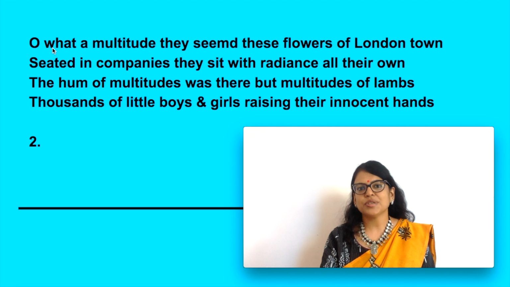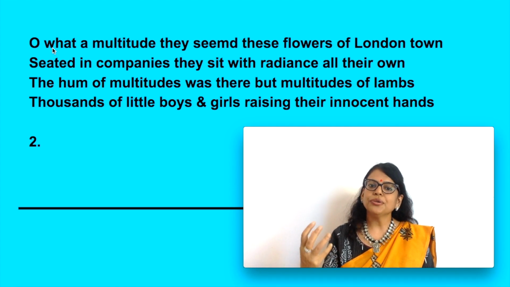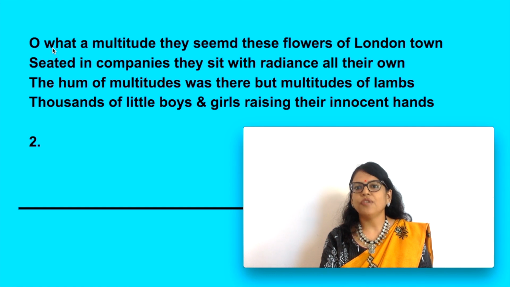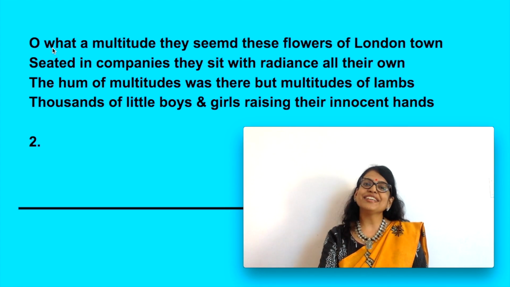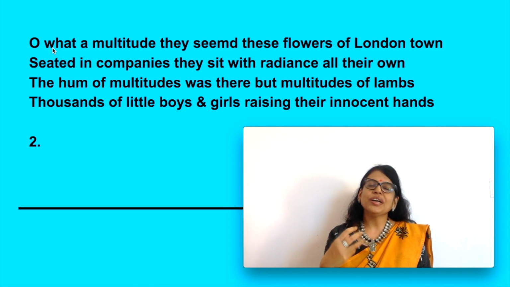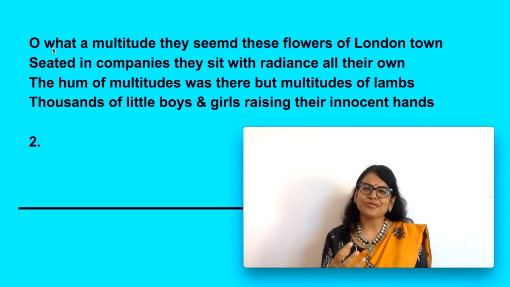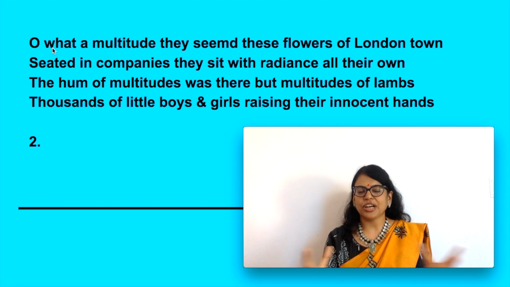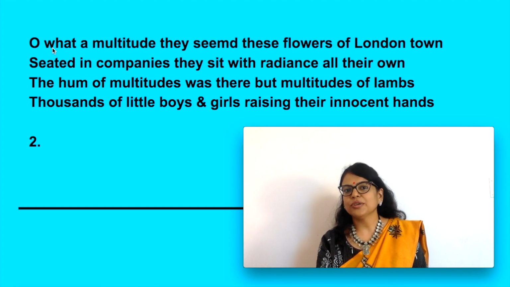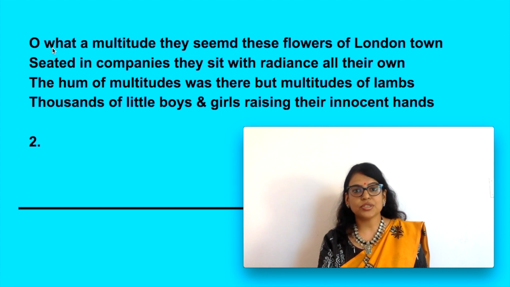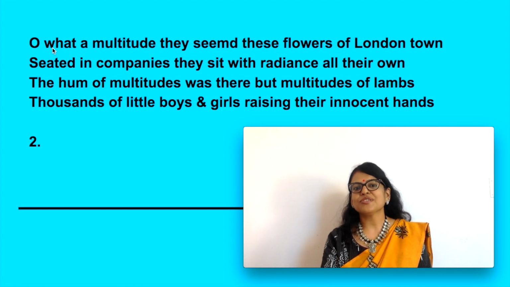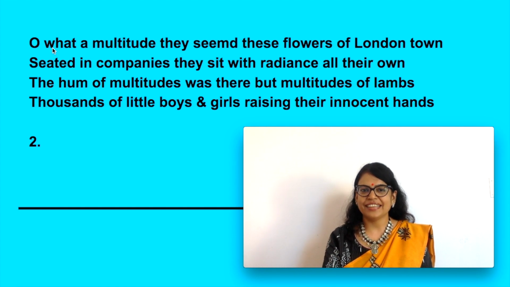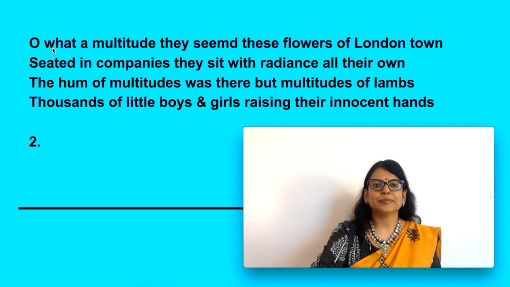The hum of multitudes was there. You could feel that there were a lot of children. You could hear their hum. But multitudes of lambs, thousands of little boys and girls raising their innocent hands. Yes, there were too many, but then what you heard was as if these were lambs. So the word lamb is brought here to show that the children were very soft and very innocent and rather quiet, and it did not really sound like a roar or like a shout, but what the hum that you heard was that of the multitudes of lambs, and lamb also denotes the innocence of the children. Thousands of little boys and girls raising their innocent hands.